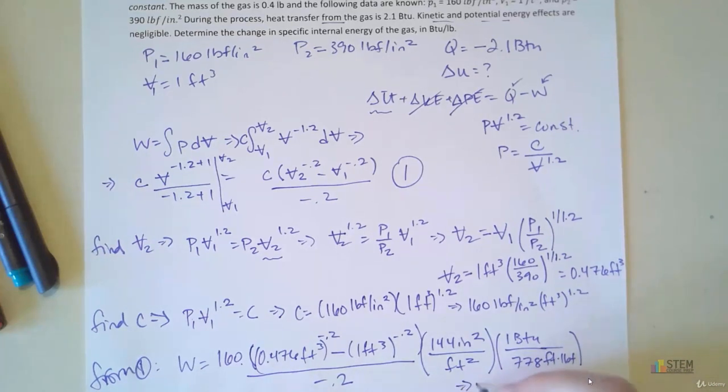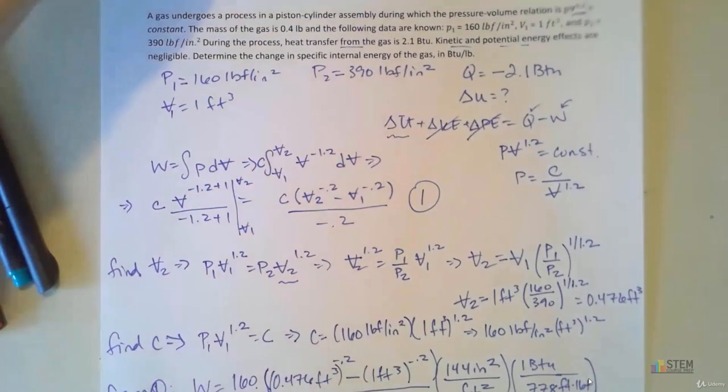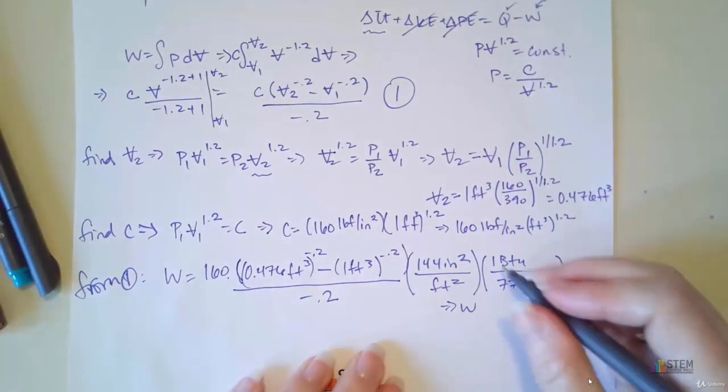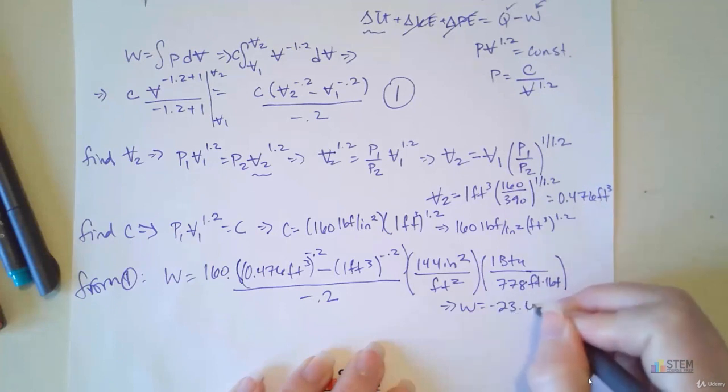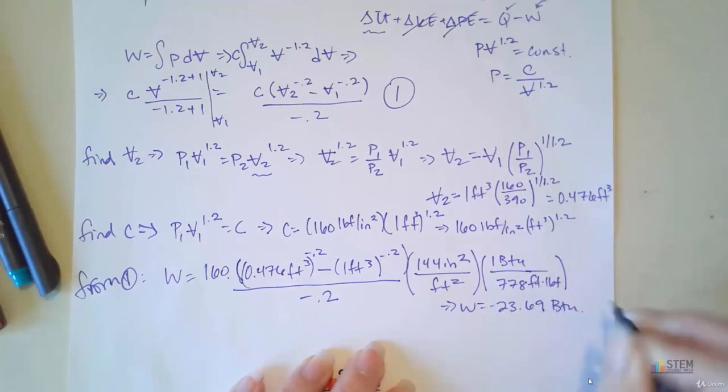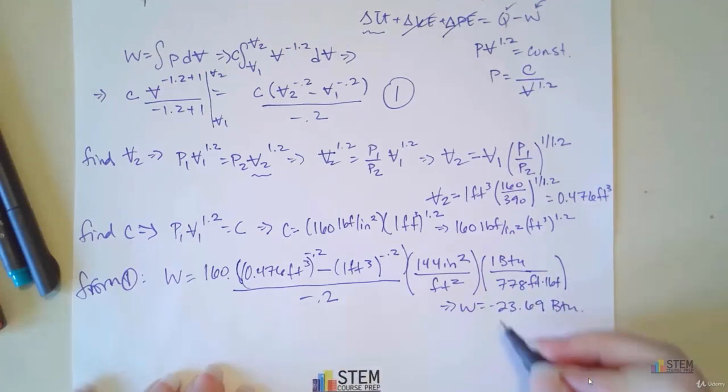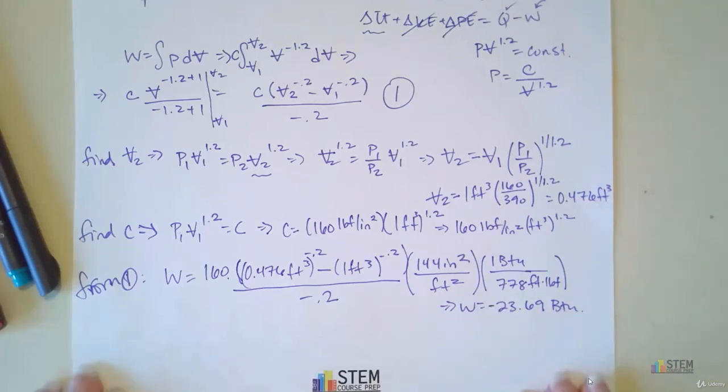And that gives us a work value of negative 23.69, and that's BTU. So this is negative, so that means there's work done on the system. So there's energy due to work being sent in from external sources. All right, so we got that.